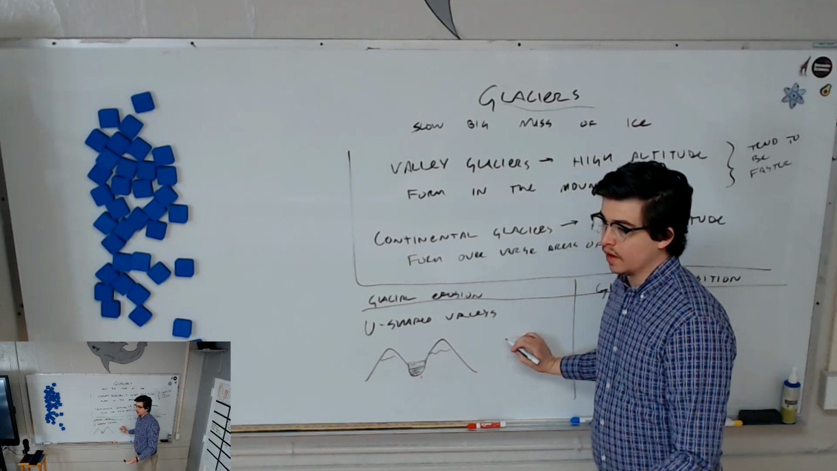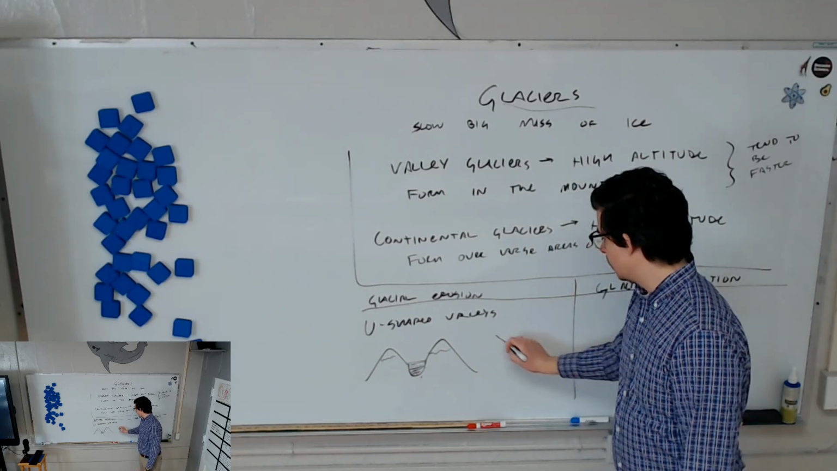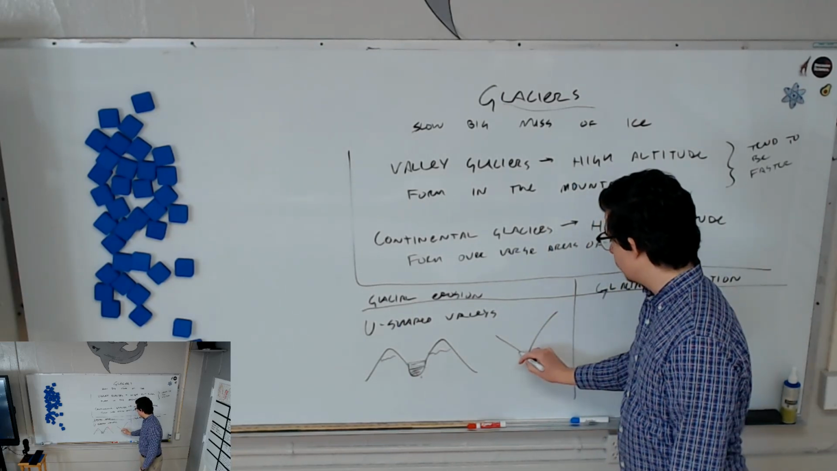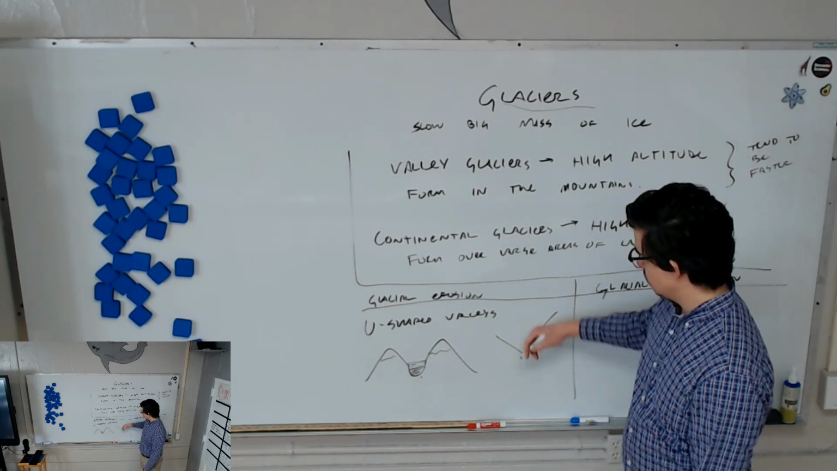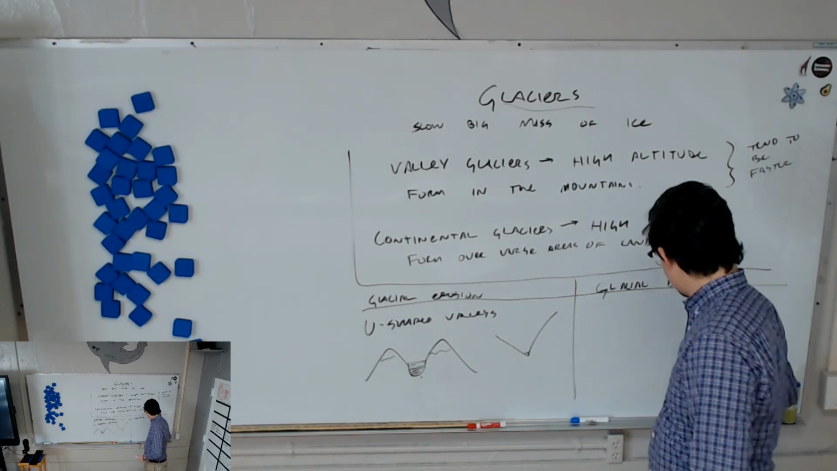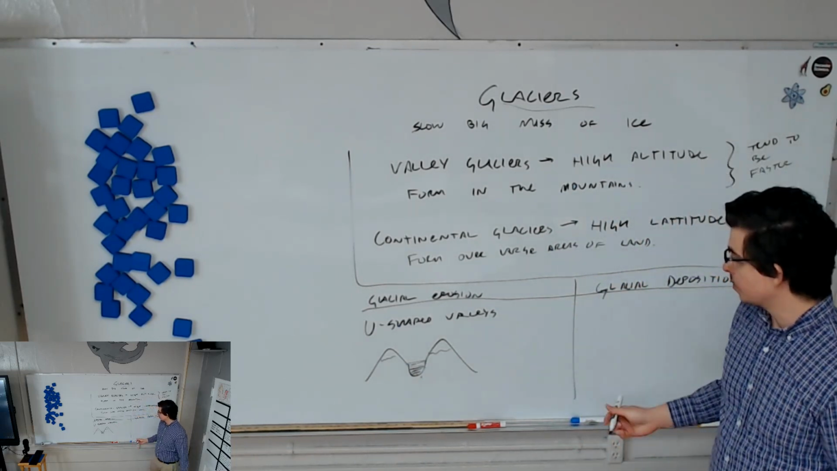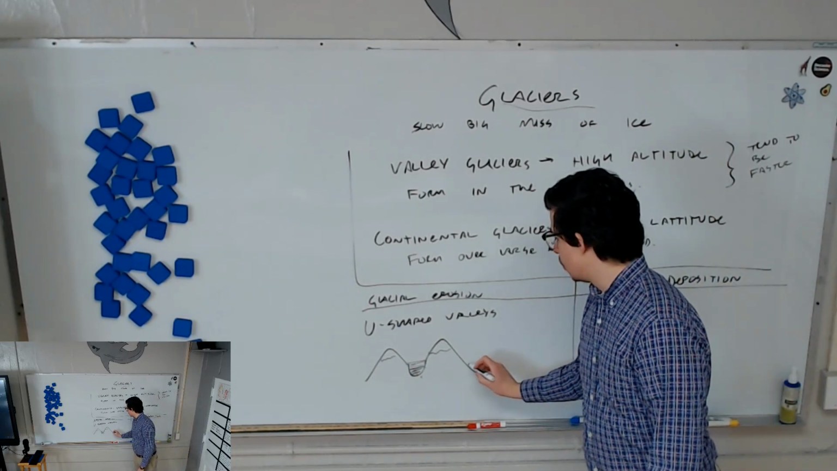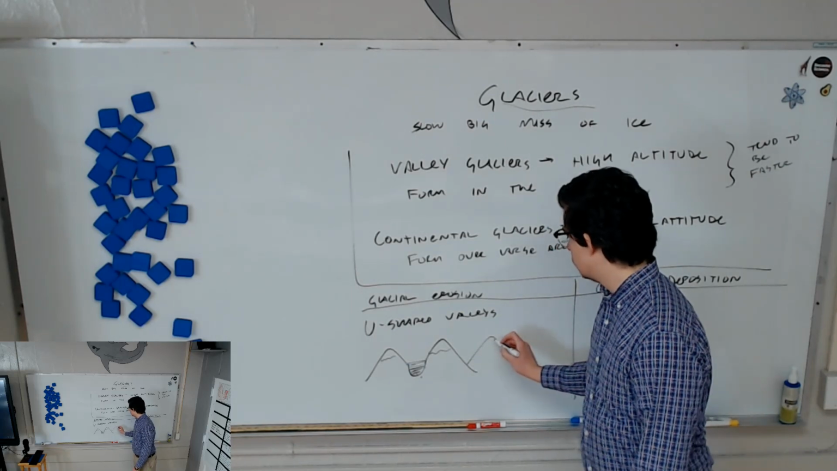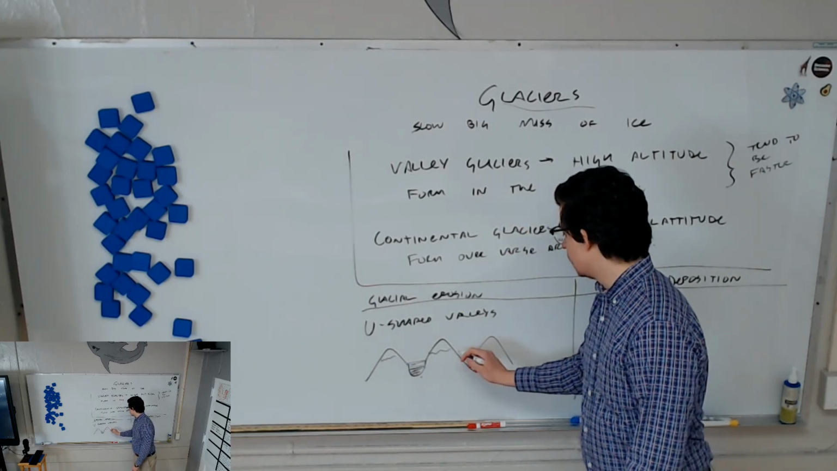Whereas the Grand Canyon, this is not what's going on here, has a V-shaped valley where the river has cut down. We'll talk about V-shaped valleys in the next chapter. But anyway, these U-shaped valleys formed, and lots of times there's more than one, especially in the valley glaciers.